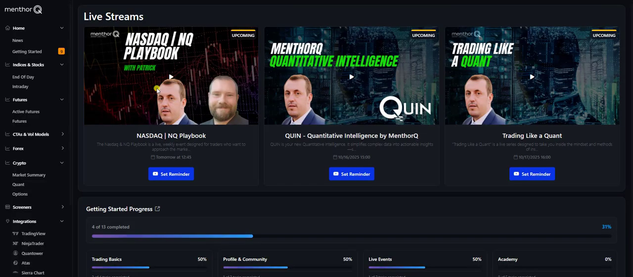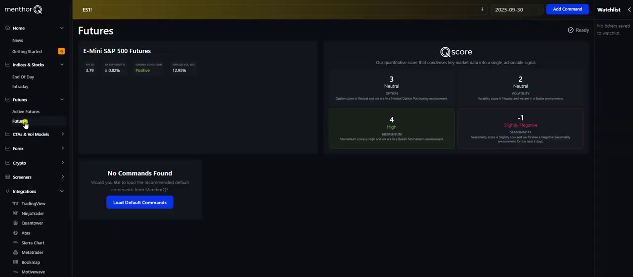And you can see over here you have Forex, crypto, screeners. You can screen for individual stocks. The Academy we talked about. There's also a Discord that you can sign up for. And they give you levels on the Discord as well. You can click on the futures. And this gives you a Q score here. The neutral.